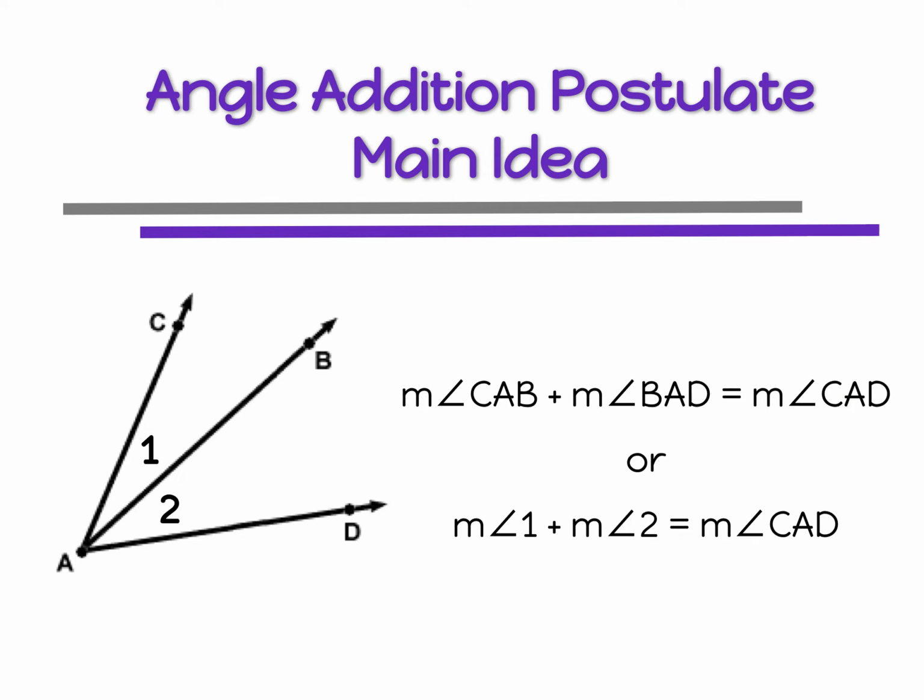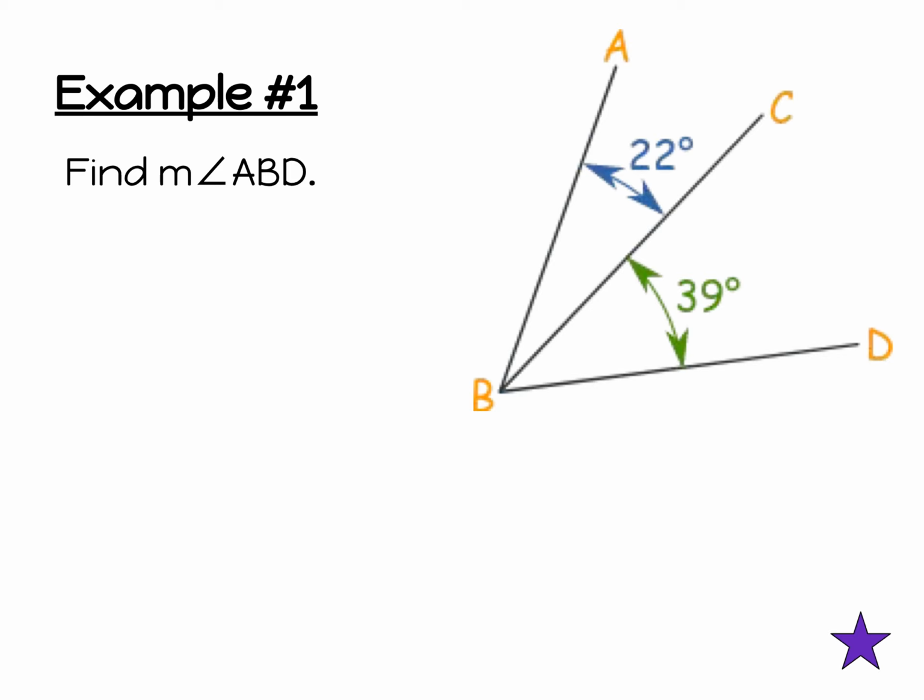Okay, or I labeled it with numbers instead. So angle 1 plus angle 2 will equal the large overall angle, angle CAD. So here's our first example. We want to find the measure of angle ABD. So remember reading our angles. B is my vertex. Okay, so ABD is really this large angle right here. So the angle addition postulate says I can take the two small angles and add them together to equal the large angle. So 22 plus 39 will equal the measure of angle ABD. So if I add that together, I get 61 degrees.